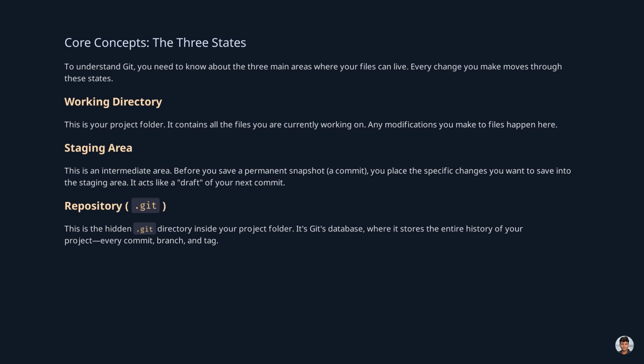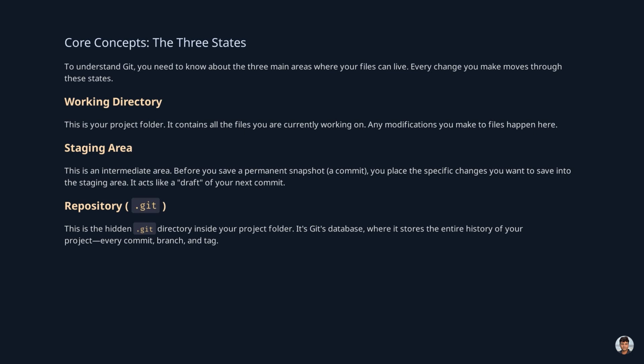Now let's look at one of the most important concepts in Git. Git manages your project across three main areas, or states. Understanding this flow is key to using Git effectively. First, you have the working directory. This is simply your project folder on your computer. It is where you edit your files, add new files, or delete files. Next, there is the staging area. Think of this as a preparation area. When you have made changes that you want to save, you do not save them directly. Instead, you first add them to the staging area. This lets you choose exactly which changes will go into your next snapshot.